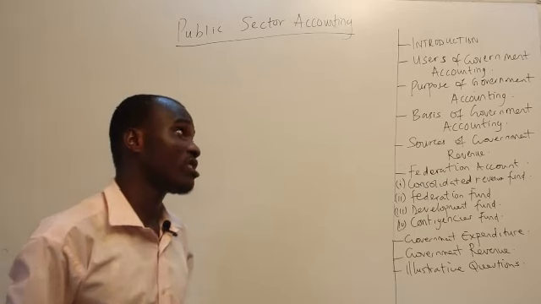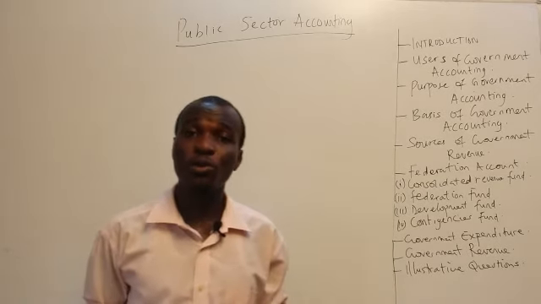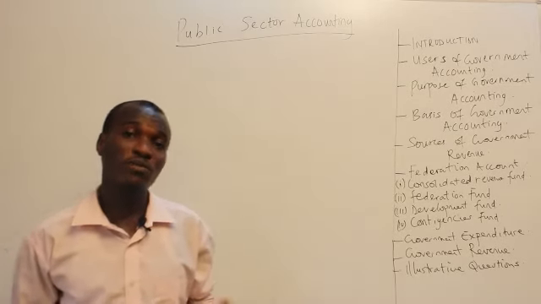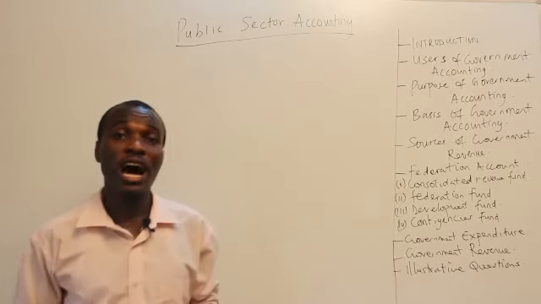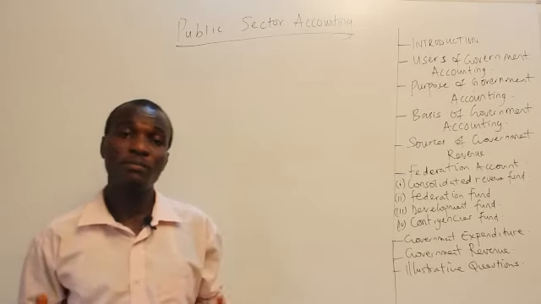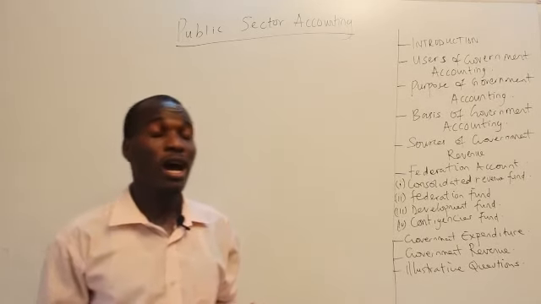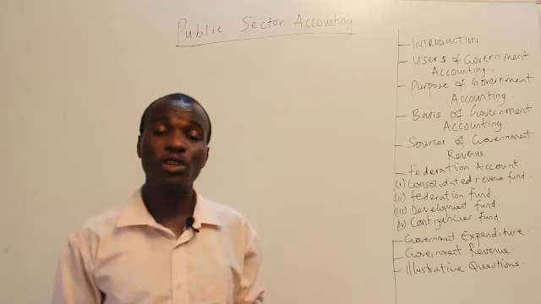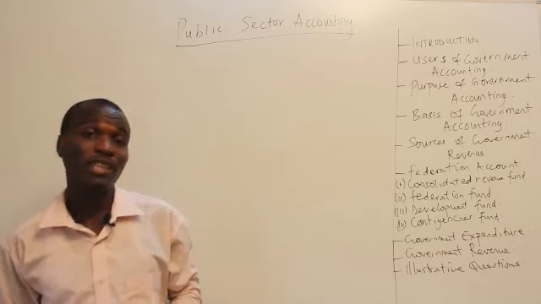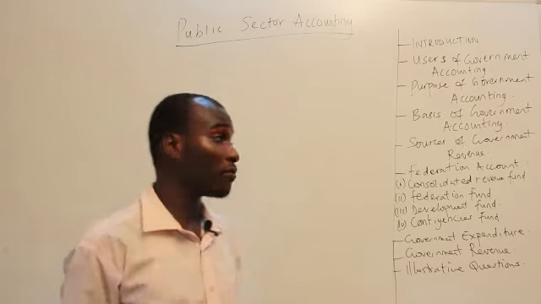Generally, government accounting is prepared to determine the total amount of receipts of money by the government and payments of money by the government. That is, to determine the receipts and total expenditure, the amount of expenditure paid out by the government, and the amount of money received by the government, whether at the state level, the local government level, or the federal level.